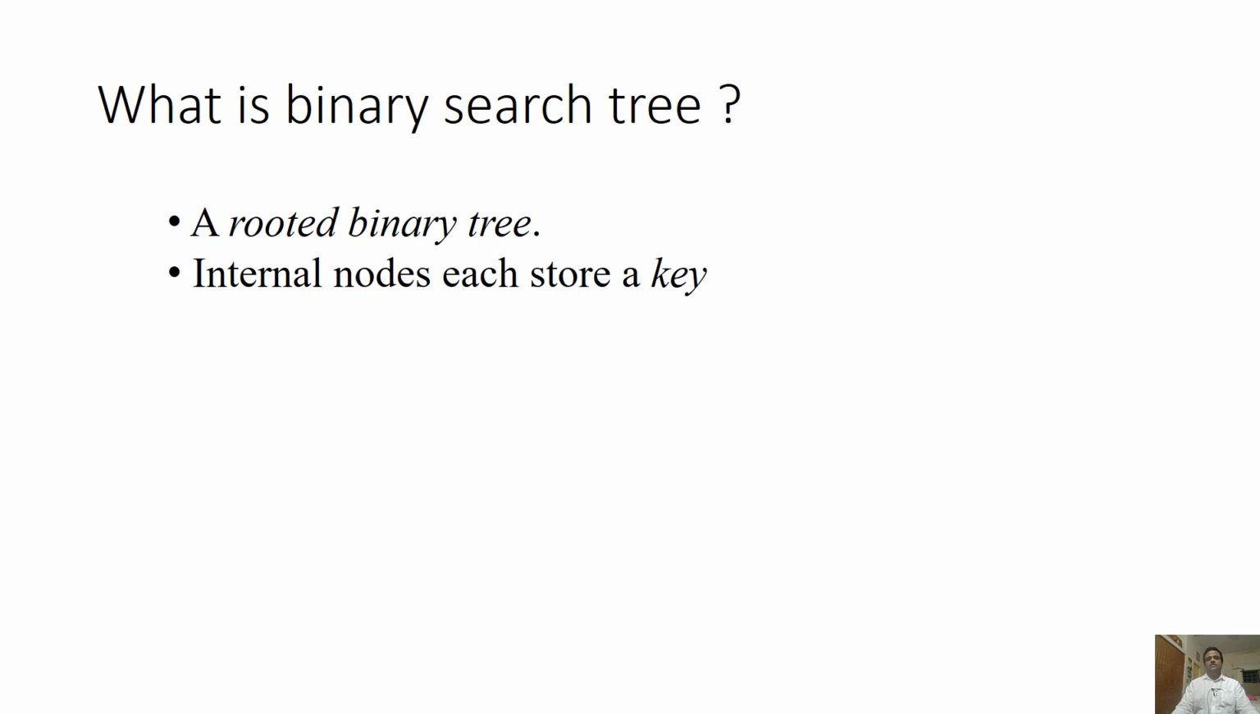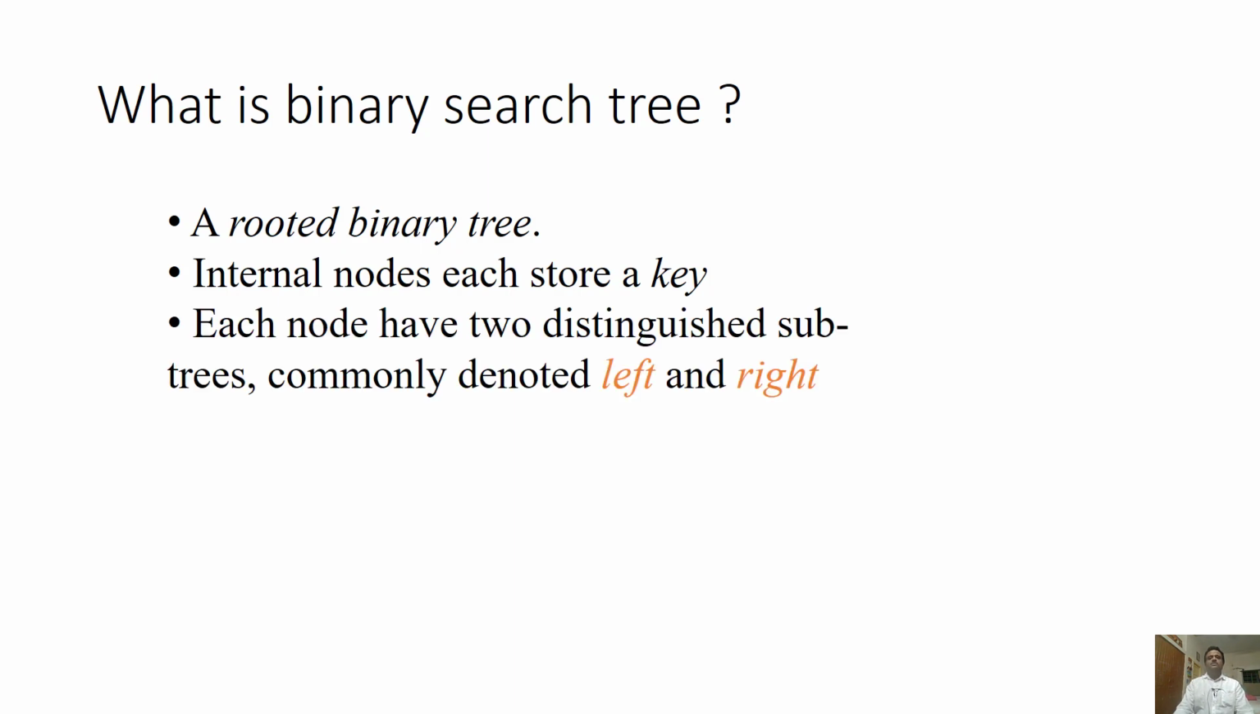Now, what is each node storing? Each node is storing a key. This key can be associated with a record. We have seen that each record has a field which is called the key field, and we can store the record based on this key field. So, this node will be storing the key field of a corresponding record. Each node has 2 subtrees, a left subtree and a right subtree, but a leaf node has no subtree because a leaf node has no child. Each node can have at most 2 children.